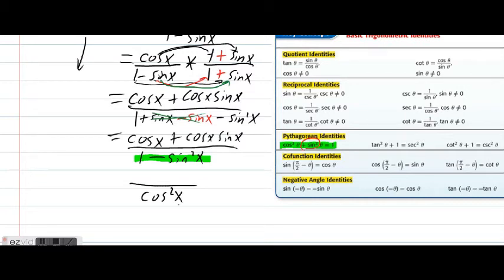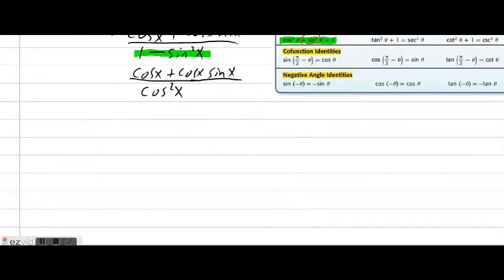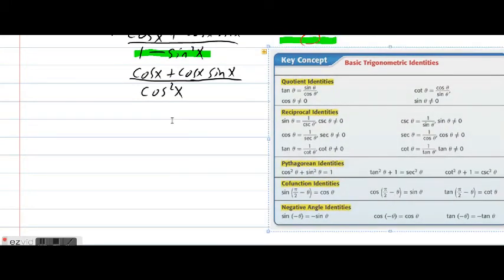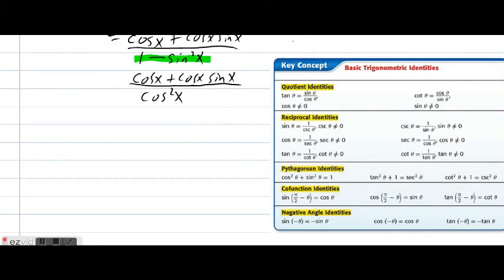Now, the numerator. Cosine x plus cosine x sine of x. Right, this problem is fairly long and involved, but hang with it, you can do it. Let me drag my identities over here with me. Alright, now that I just have a monomial in the denominator, now I can break this up.